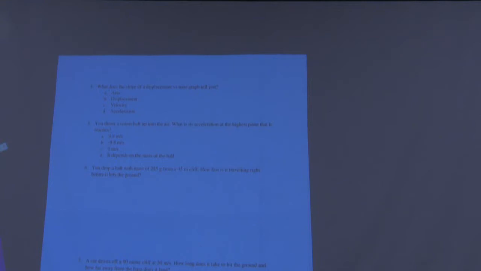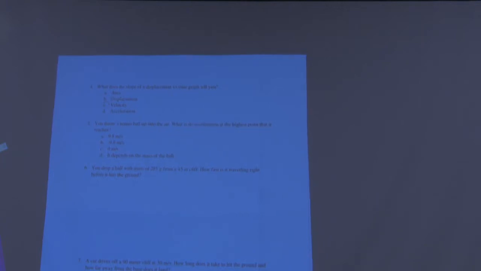All right. So moving on to number 4. So right here, I'll give you guys a few seconds each time to just look at it, or if you want to write it down or take a picture. But what does the slope of displacement versus time graph tell you? So yeah, if you know the answer, feel free to just say it out loud. So I got velocity. Anyone disagree with that? We all thinking velocity? All right, cool.